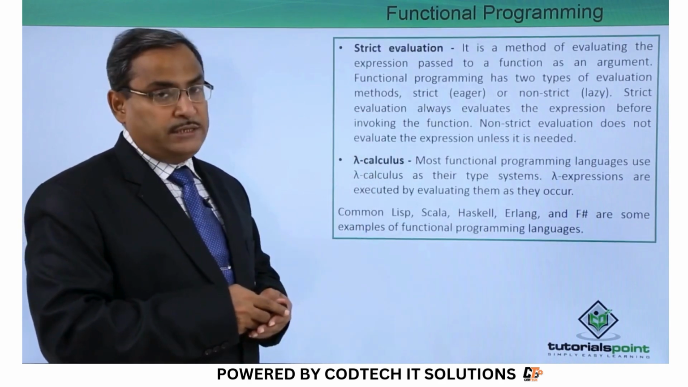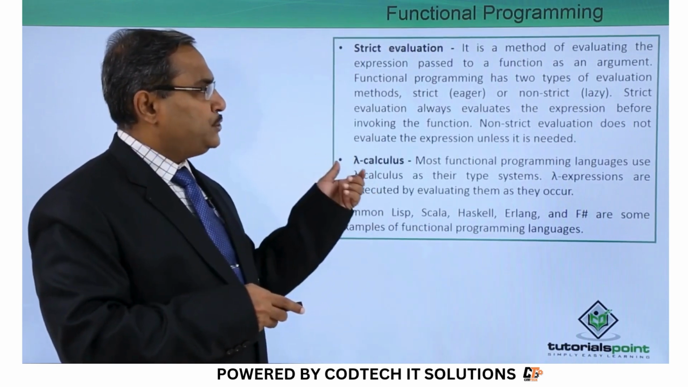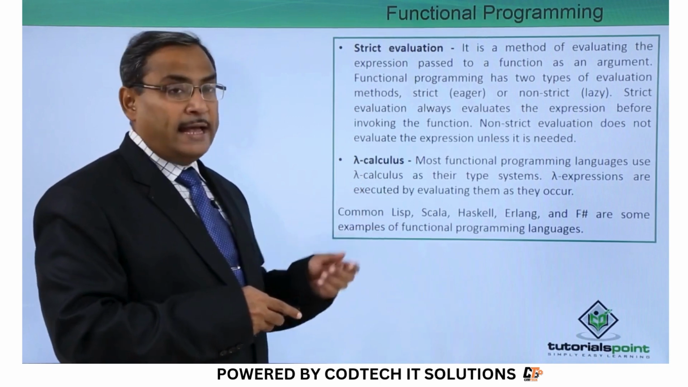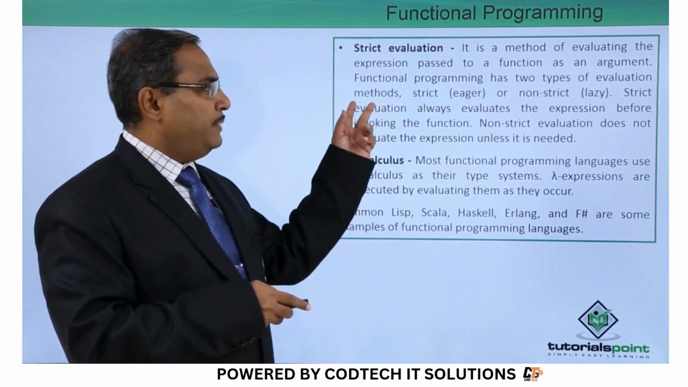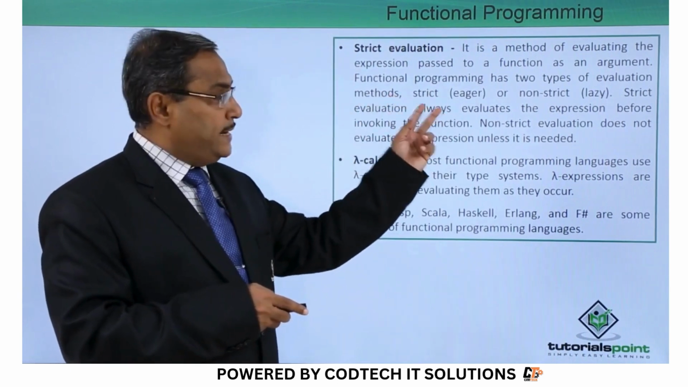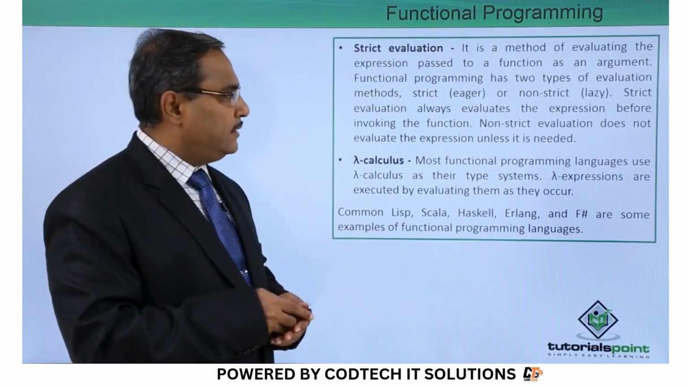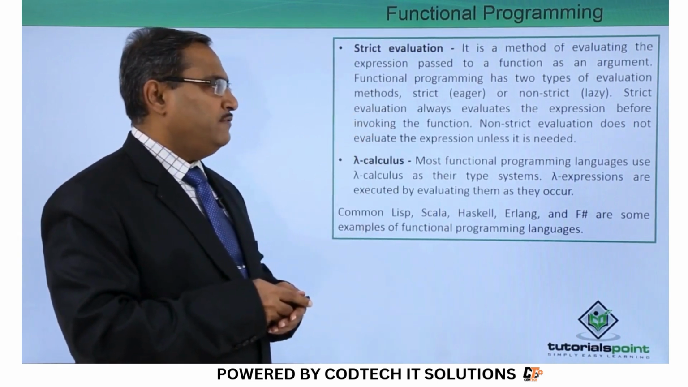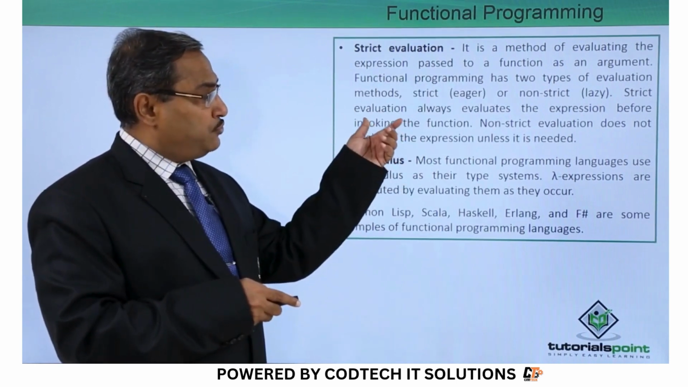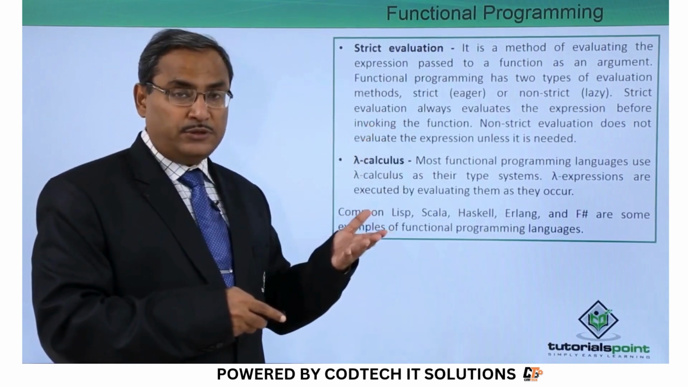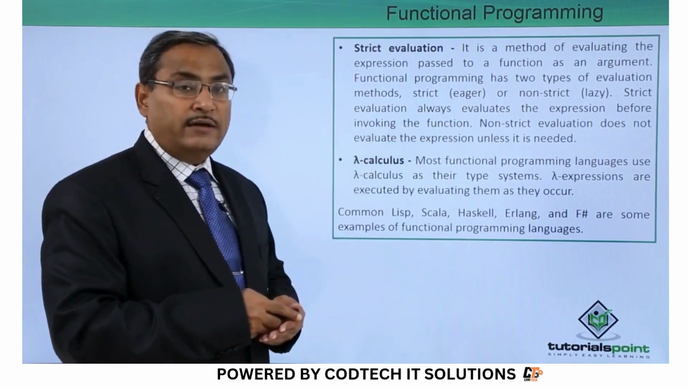Next is strict evaluation. It is a method of evaluating the expression passed to a function as an argument. Functional programming has two types of evaluation methods. One is strict, that is eager. Another one is non-strict, also known as lazy. Strict evaluation always evaluates the expression before invoking the function. As it is eager evaluation, it always evaluates the expression before invoking the function.